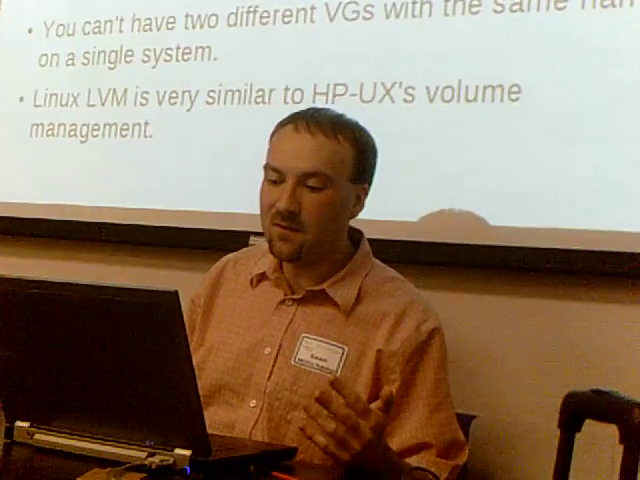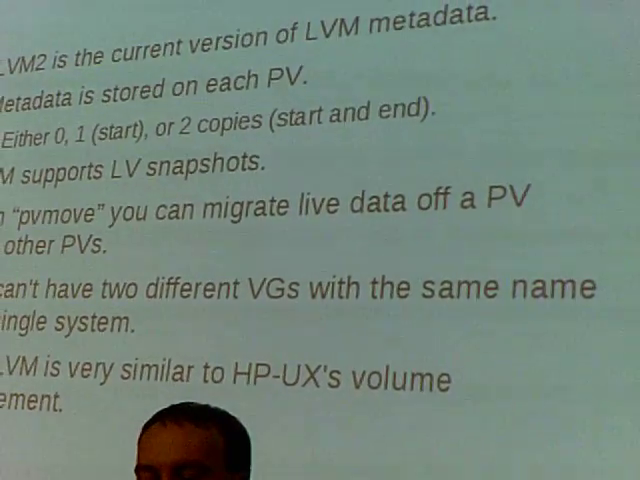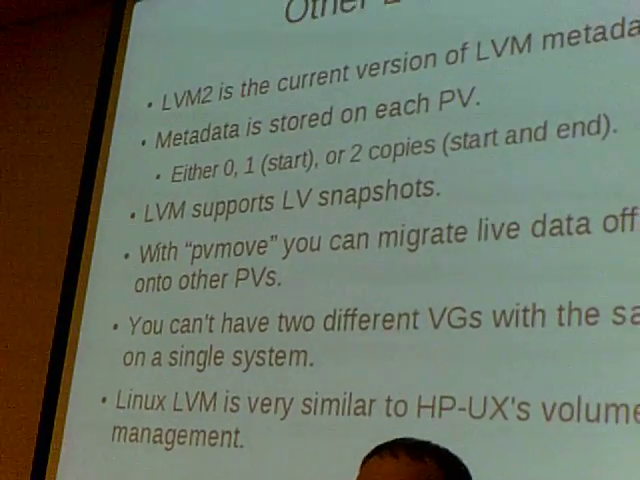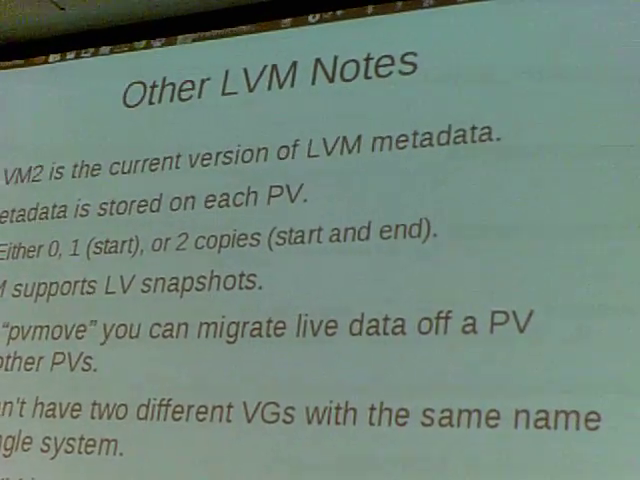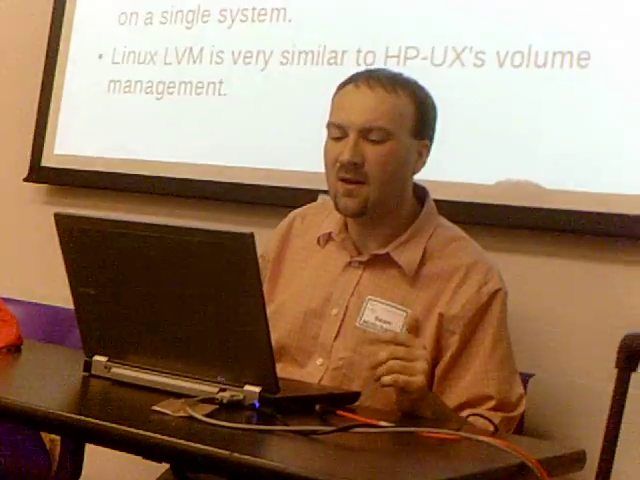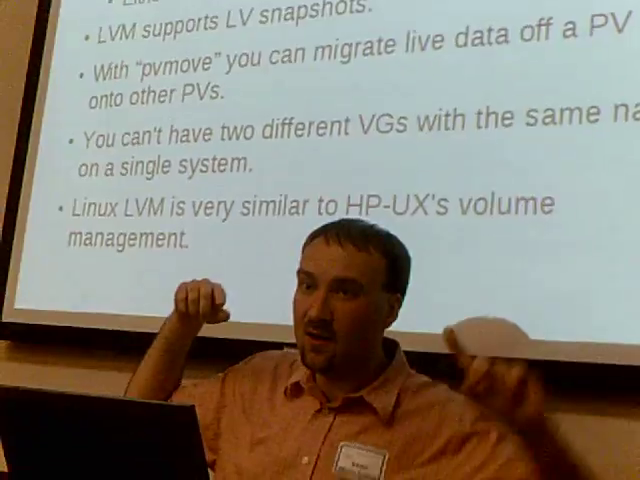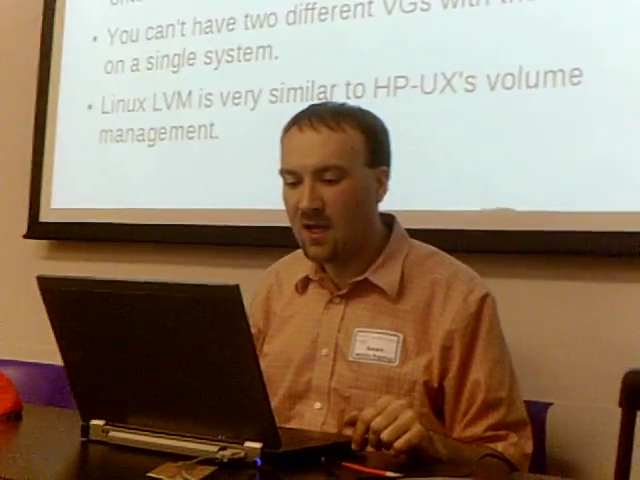The metadata by default is stored in each PV that's in a volume group. You can specify 0, so a single PV won't store a particular copy of the metadata. Can't think of a good reason why I would want to do that, but there might be reasons out there. The default is 1, where it stores it at the start, or you can store 2 copies, the start and near the end of the block device.